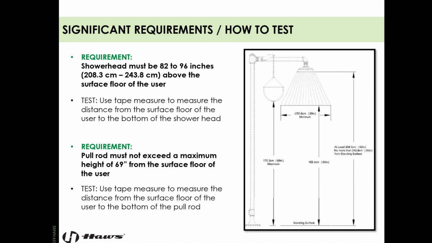Just take your tape measure and measure to the outlet of the water, not to the bell of the shower, to the outlet, wherever the water is coming out. That has to be 82 to 96 inches. The pull rod cannot exceed 69 inches from the surface floor, just to ensure that the shorter amongst us are capable of reaching the pull rod, right? If you're really tall, you can reach it at any height, but we want to make sure it's not out of reach for anybody. Just take your tape measure, measure to the bottom of the pull rod, the handle, and you're good to go. You can check that compliance easily.